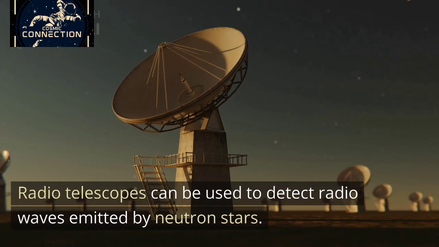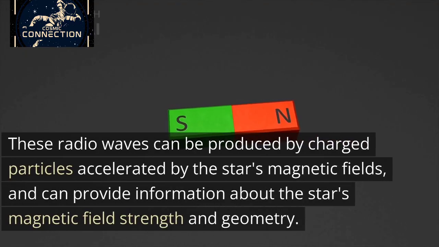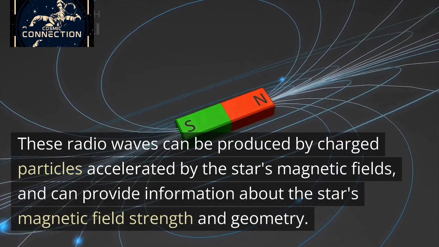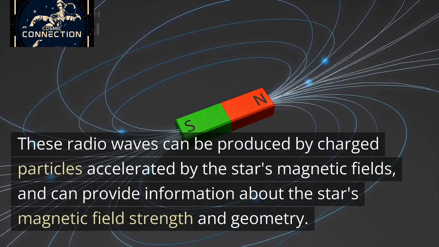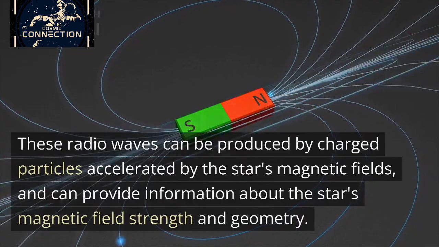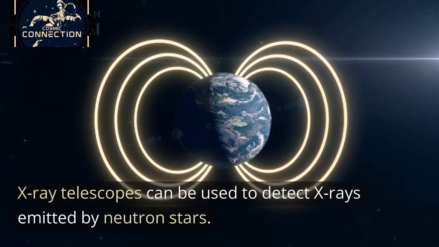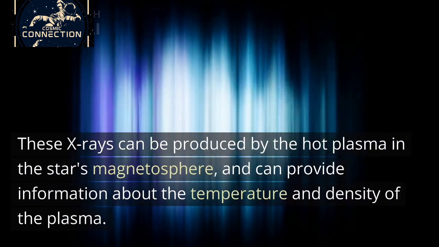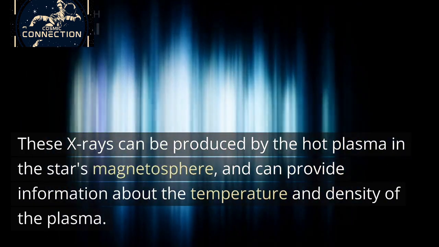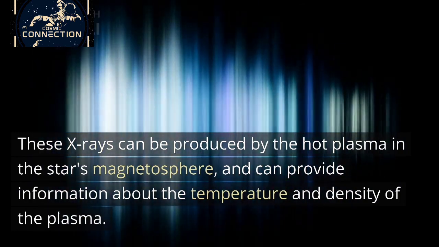Radio telescopes can be used to detect radio waves emitted by neutron stars. These radio waves can be produced by charged particles accelerated by the star's magnetic fields, and can provide information about the star's magnetic field strength and geometry. X-ray telescopes can be used to detect X-rays emitted by neutron stars. These X-rays can be produced by the hot plasma in the star's magnetosphere, and can provide information about the temperature and density of the plasma.